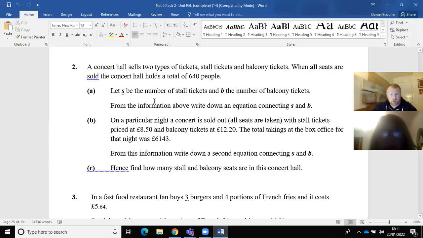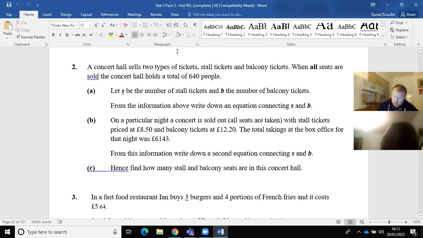So looking back at the question, it actually splits that into A and B. So it gives you an A part. In fact, it gives you the letters to use. Luckily, I've used the right ones. So let S be the number of stall tickets, B be the number of balcony tickets, our unknowns. From the information, write down an equation connecting S and B. It's talking about the information above, and it's saying when all the seats are sold, the concert hall holds 640 people. So when all the stall tickets are sold and all the balcony tickets are sold, it's holding 640 people.